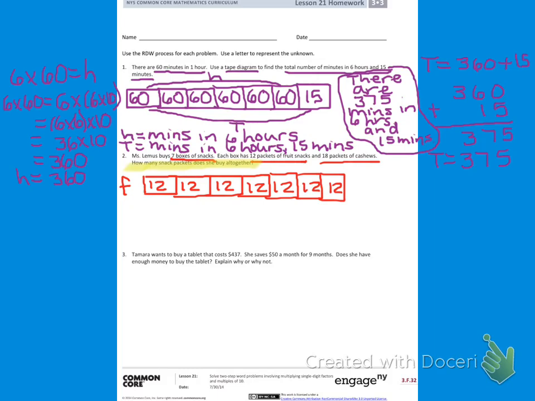Now, I will go ahead and show a tape diagram for cashews, and I'll label it with a C. Again, there were 7 boxes. And inside of the 7 boxes, also there were 18 packets of cashews. So I'll label my boxes with an 18.